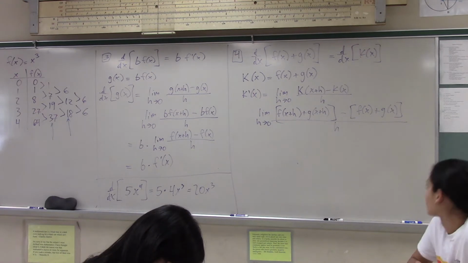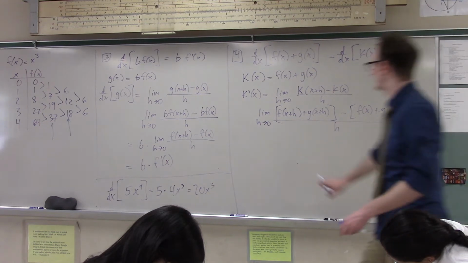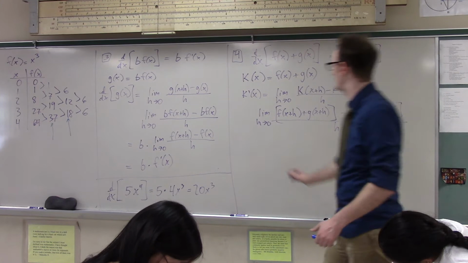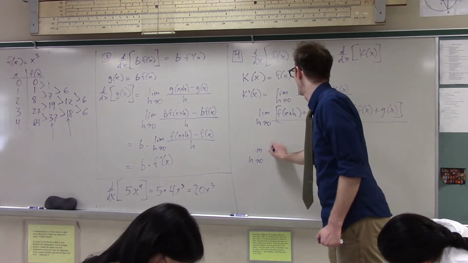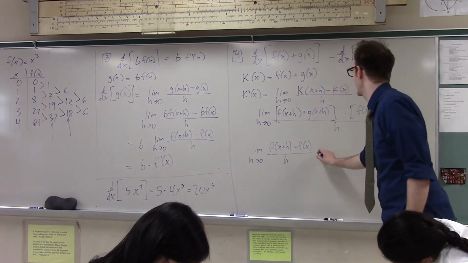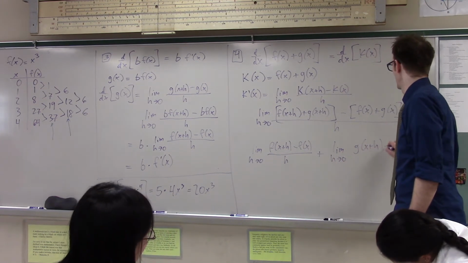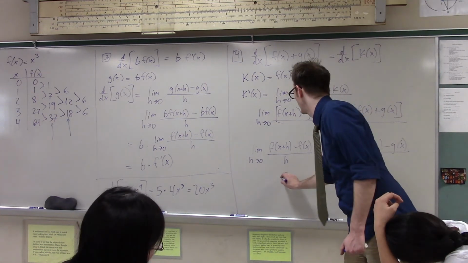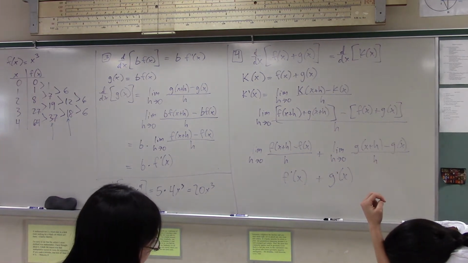Okay, now what? Just reorganize and split. Exactly. Use a limit law, which says that the limit of a sum is the sum of the limits. And so I can rewrite this as the limit as h goes to 0 of f of x plus h minus f of x all over h, plus the limit as h goes to 0 of g of x plus h minus g of x all over h. And this is by definition f prime of x, and this is by definition g prime of x.